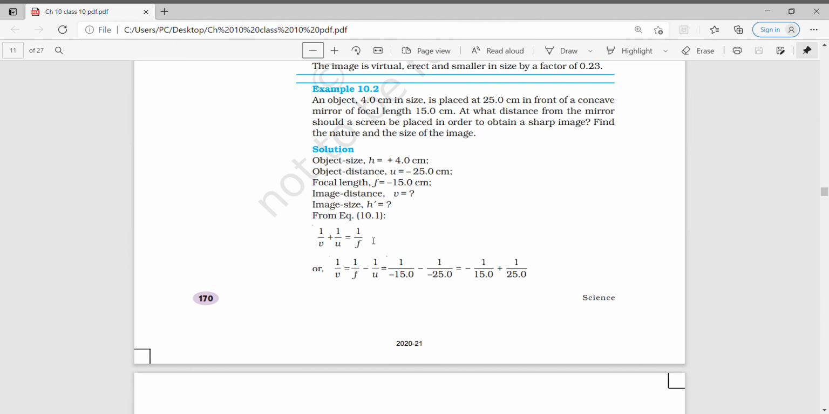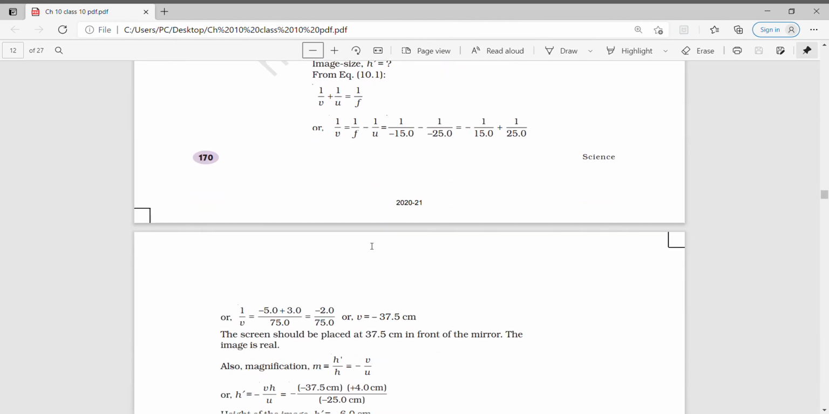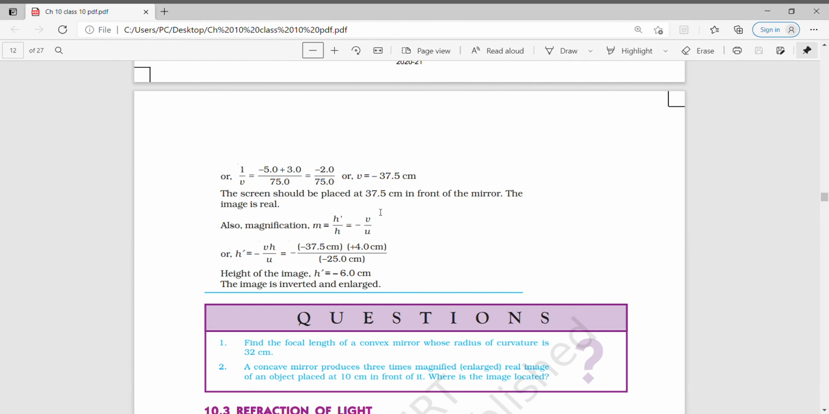Again, by using the mirror formula, we can calculate that v is minus 37.5 centimeter. It means the screen should be placed in front of the mirror. It is on the left side of the mirror. Since it is negative, the screen is in front of the mirror and the image will be a real image. It's a concave mirror, so the image formed will be real.